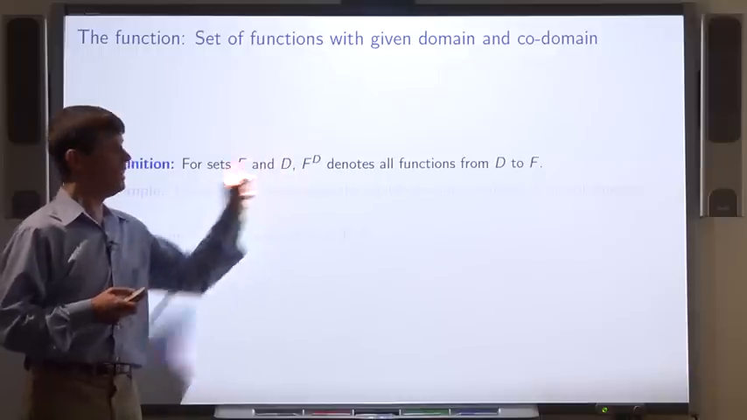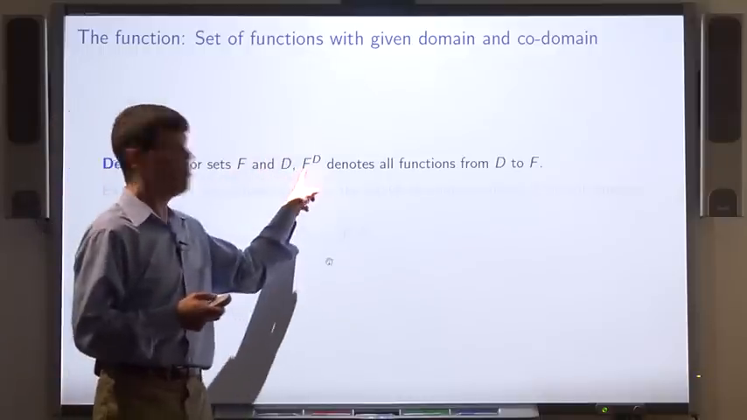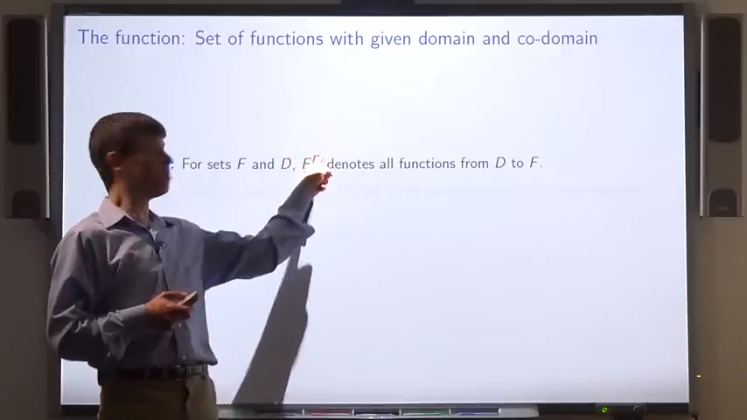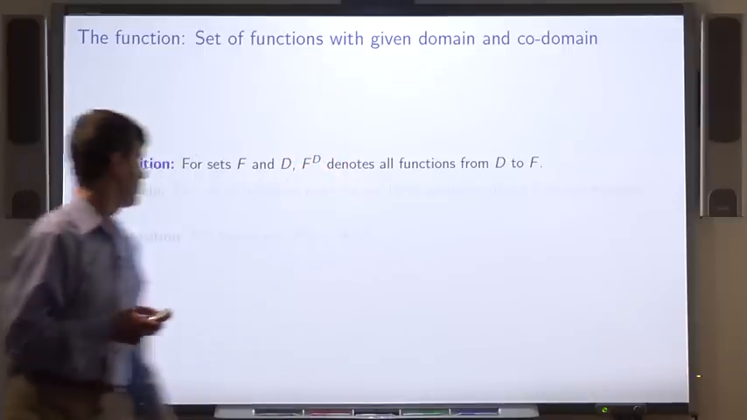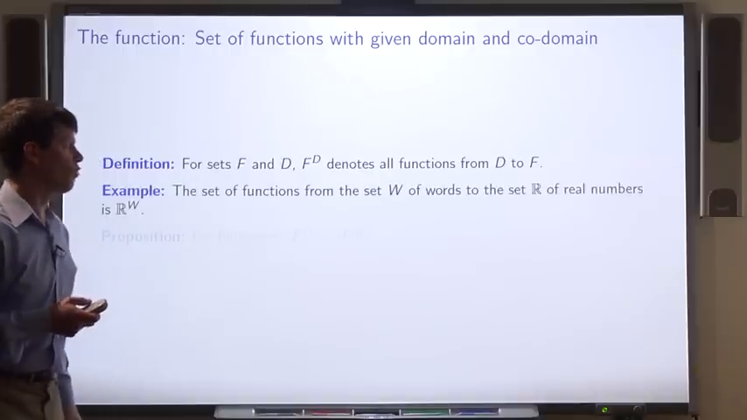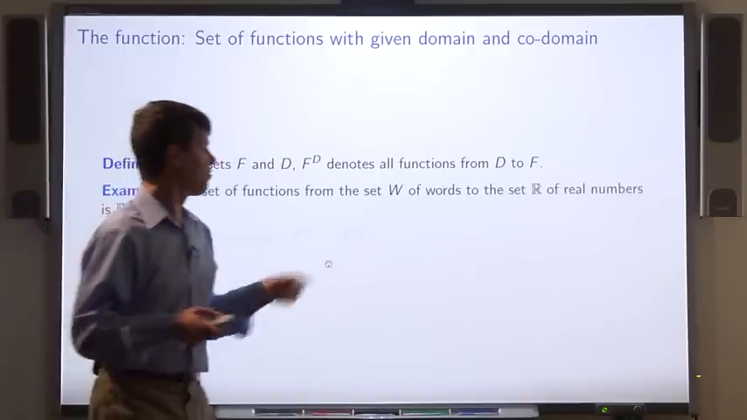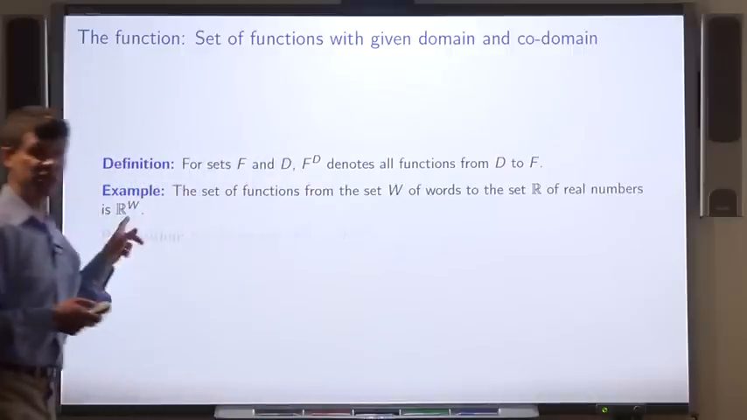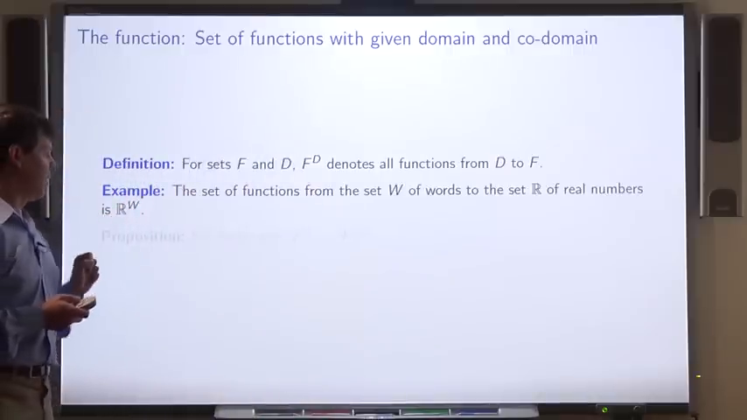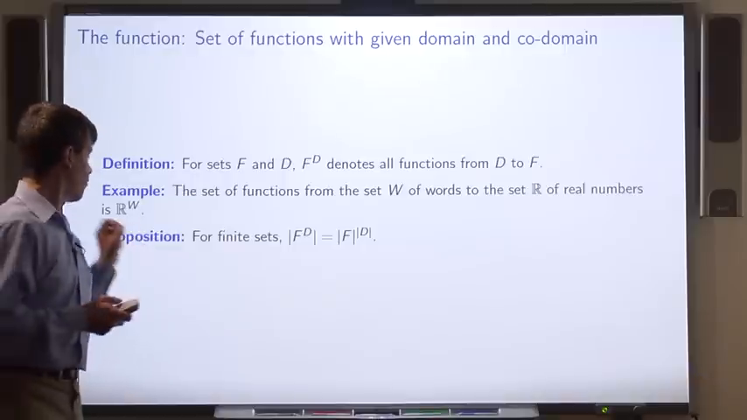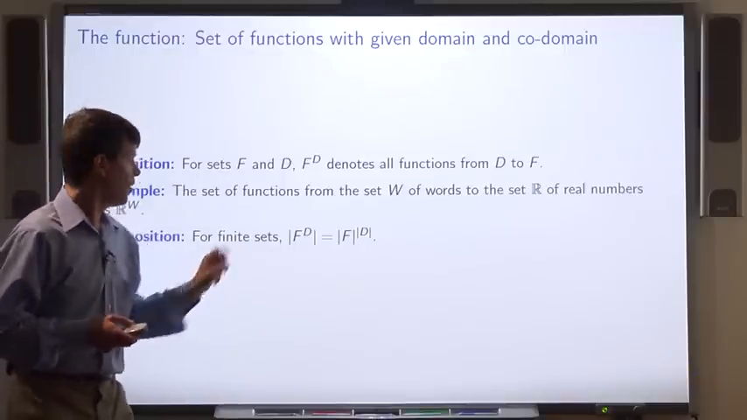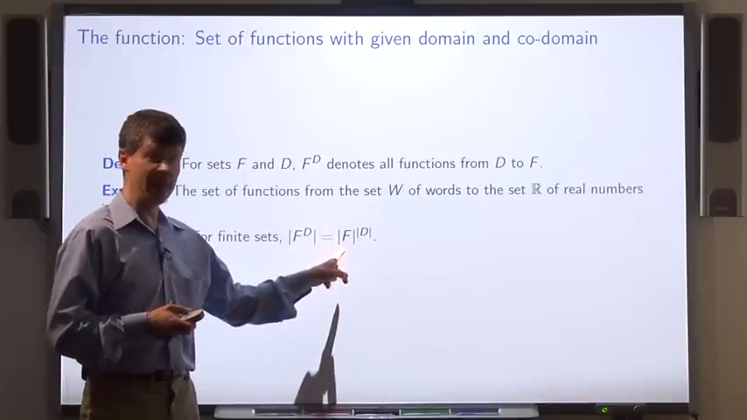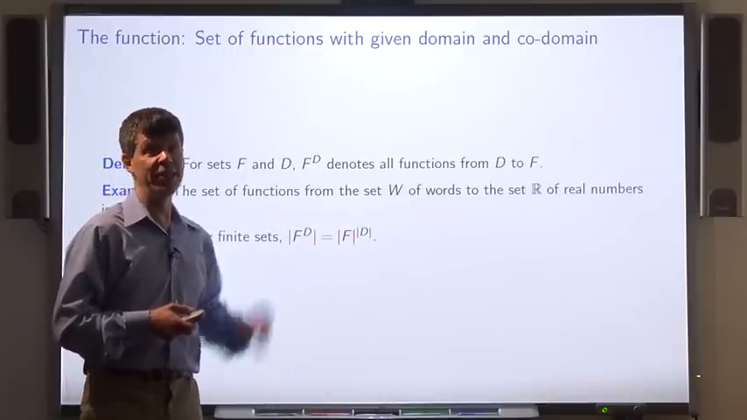For sets F and D, F to the power of D represents all the functions from D, the exponent, to F. So, for example, the set of all functions from the set of words in some language to the set of real numbers would be written in this way, R to the W. And note that for finite sets, the cardinality of F to the D equals the cardinality of F to the power of the cardinality of D.